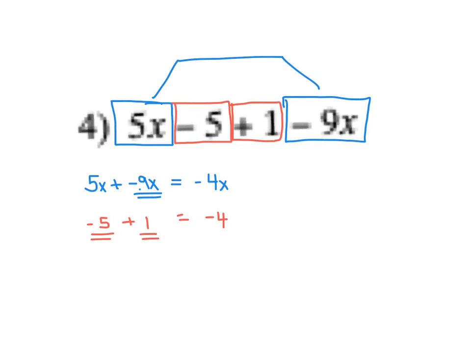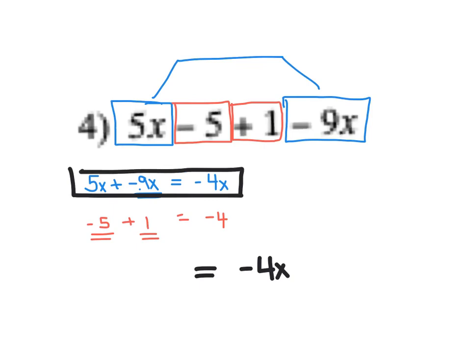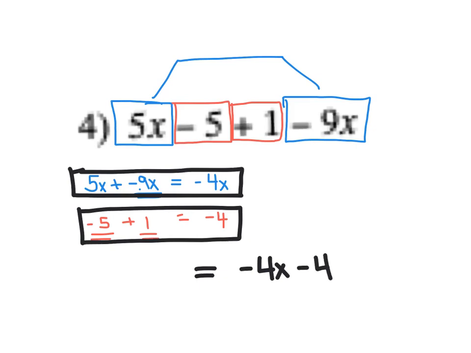Now the way that I'll write this simplified expression, so this is my final answer, is I always write my variable first, so the number that has a letter with it, so negative 4x. That came from adding my two variables. And then I also have that negative 4, which I could write as plus negative 4, but I know that plus a negative is the same as subtraction. So my final answer is negative 4x minus 4 when I combine my like terms.